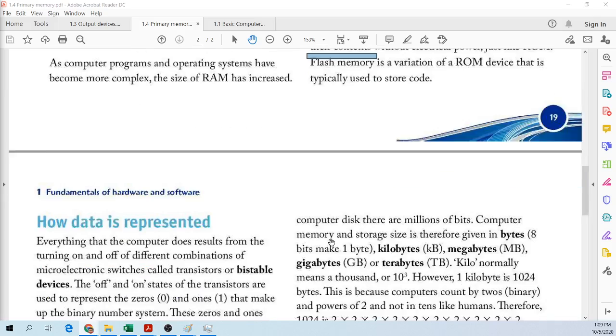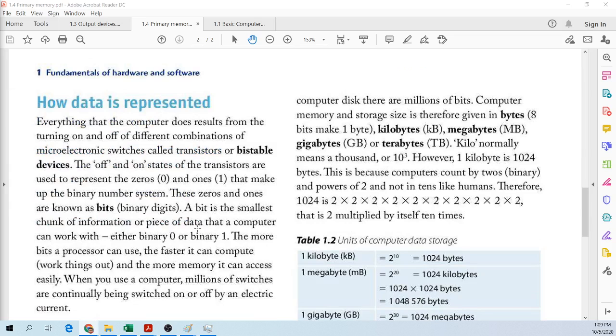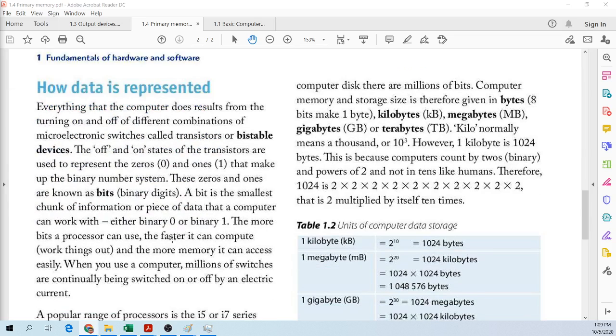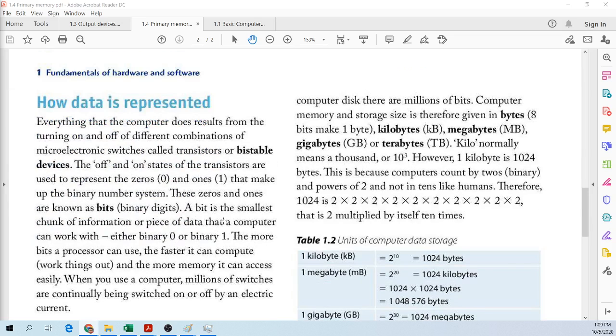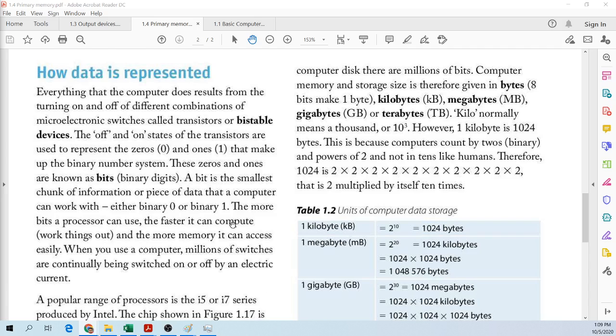so let's go on to how data is represented. So this part here, I really need you guys to focus. It's almost like maths. Actually, it is maths because everyone should have learned the binary system by now. You guys know what the binary system is, right?